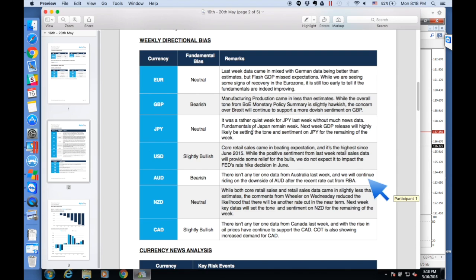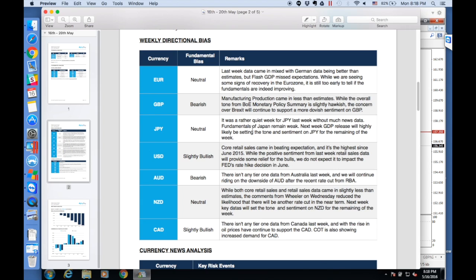Meaning it's both sides. So what you need to do in neutral is you want to have more data sets, meaning you want to closely monitor what is going to happen in this particular week. For example, Euro is neutral. Then I dropped some remarks as to why I came up with that decision. For example, last week's data is mixed. Some are better, some are not so good. GDP was bad, but German data was better than that.